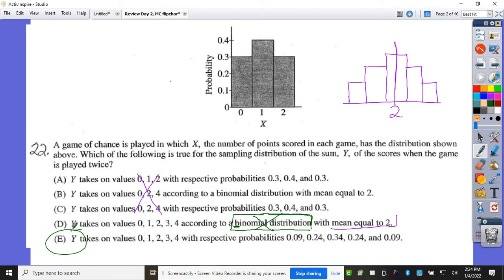But like I said, I get why people didn't. But how can you automatically just mark out A, B, and C? Because if I can get 0, 1, or 2 points on the first game and 0, 1, or 2 points on the second game, it is possible for me to get any of the points 0 through 4.